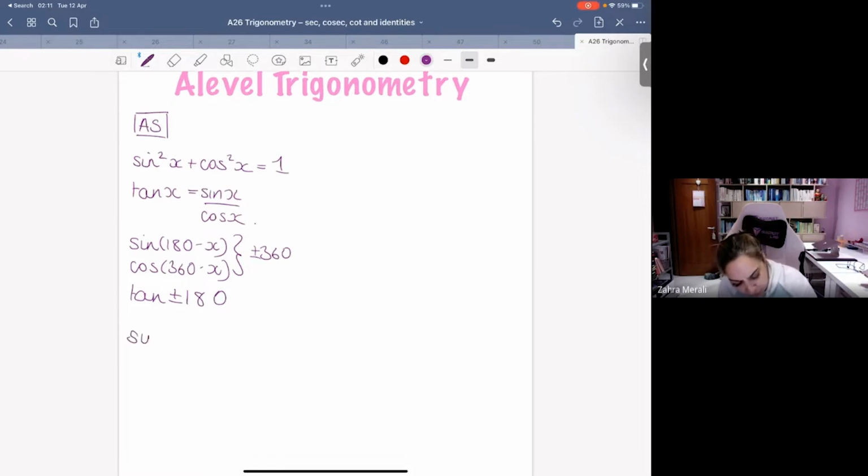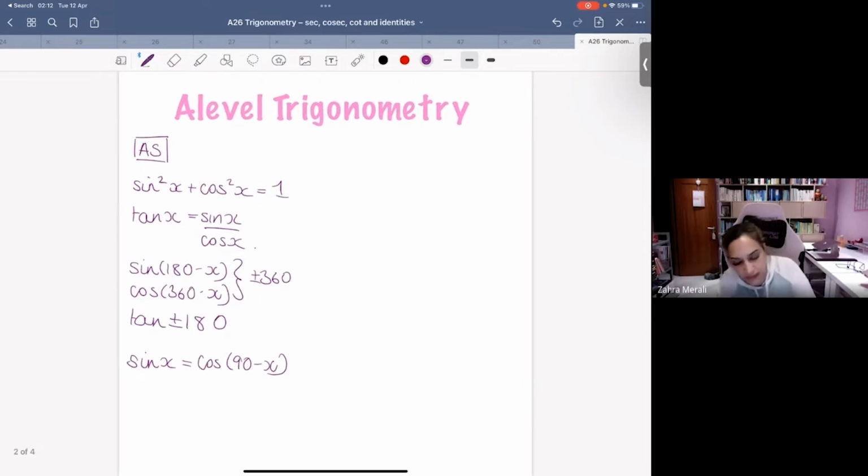and we also know that sine x is equal to cos of 90 minus x. By that I mean that sine 30 is the same as cos 60. Right, so that's everything we learn in AS. And then we learn some new things when we get to A2. So when we get to A2, we introduce some new things.